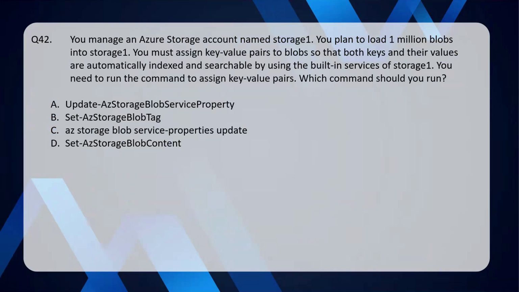Next question. You manage an Azure storage account named Storage1. You plan to load 1 million blobs into Storage1. You must assign key value pairs to blobs so that both keys and their values are automatically indexed and searchable by using the built-in services of Storage1. You need to run the command to assign key value pairs. Which command should you run? Your options are update AZ storage blob service property, set AZ storage blob tag, AZ storage blob service-properties update, set AZ storage blob content.